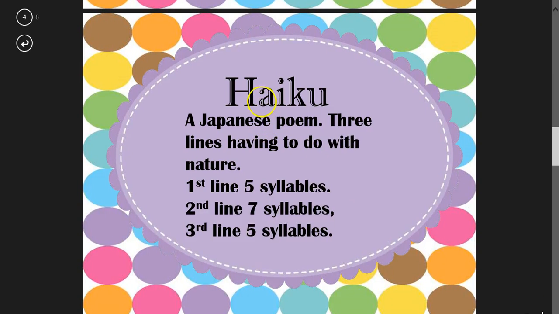Okay. Haiku. We've talked about haiku before as well. Haiku is a Japanese poem. 3 lines have to do with nature. So the first line in a haiku poem would have 5 syllables. The second line would have 7 syllables, and the third line would have 5 syllables.